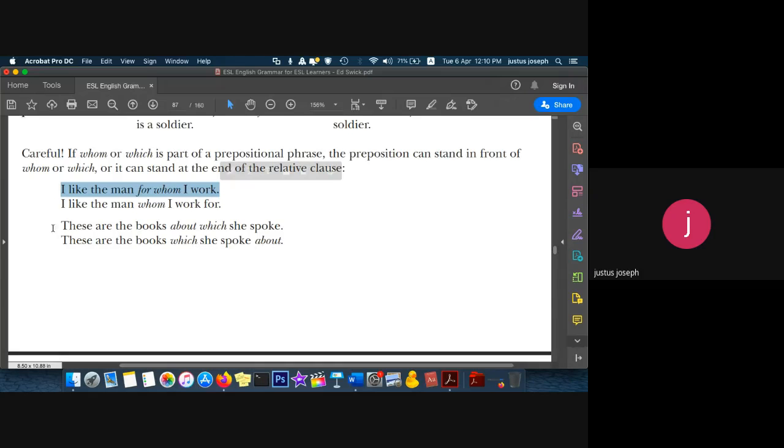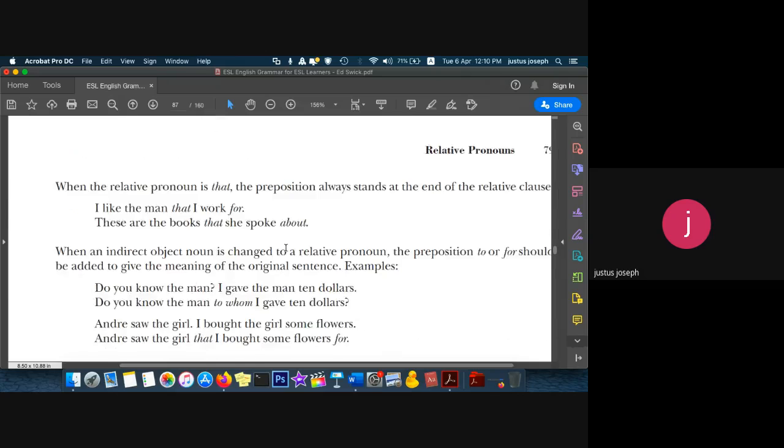You have a similar sentence here. These are the books about which she spoke. This will be the correct way to write something like this. If you end the sentence with about, again, that is a preposition, which you are not supposed to do, which will be wrong. So moving on.